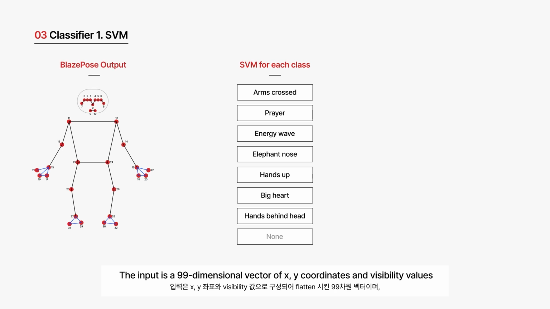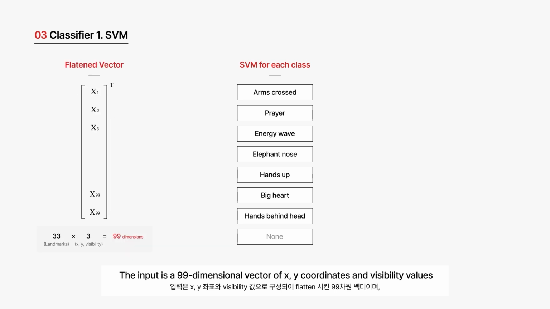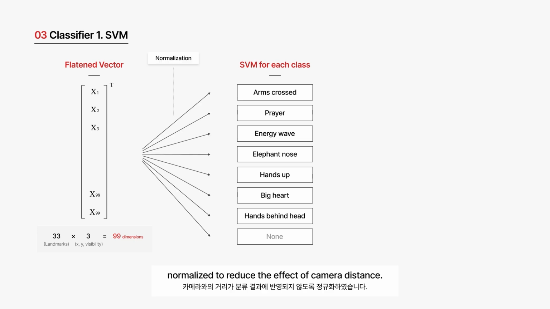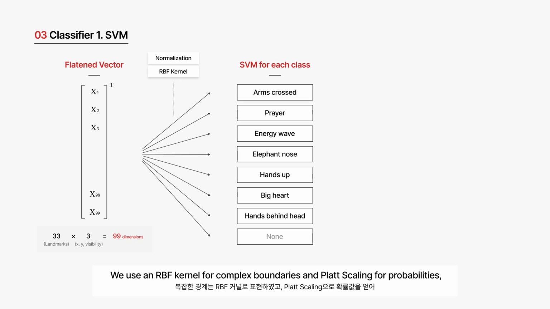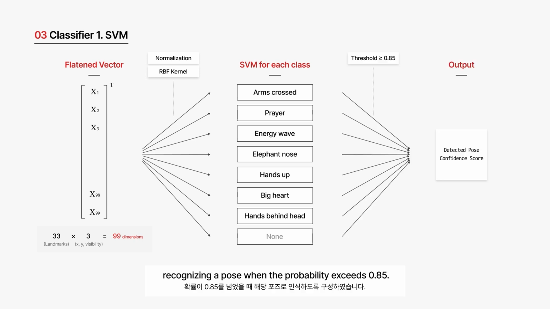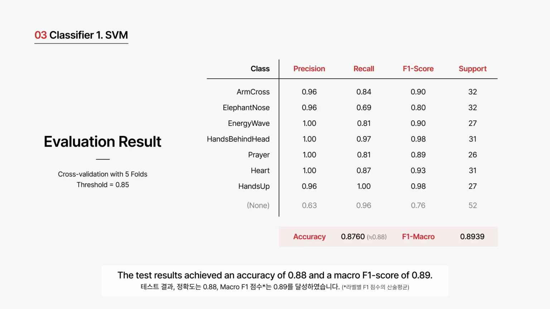The input is a 99-dimensional vector of x, y coordinates and visibility values, normalized to reduce the effect of camera distance. We use an RBF kernel for complex boundaries and Platt scaling for probabilities, recognizing a pose when the probability exceeds 0.85. The test result achieved an accuracy of 0.88 and a macro F1 score of 0.89.